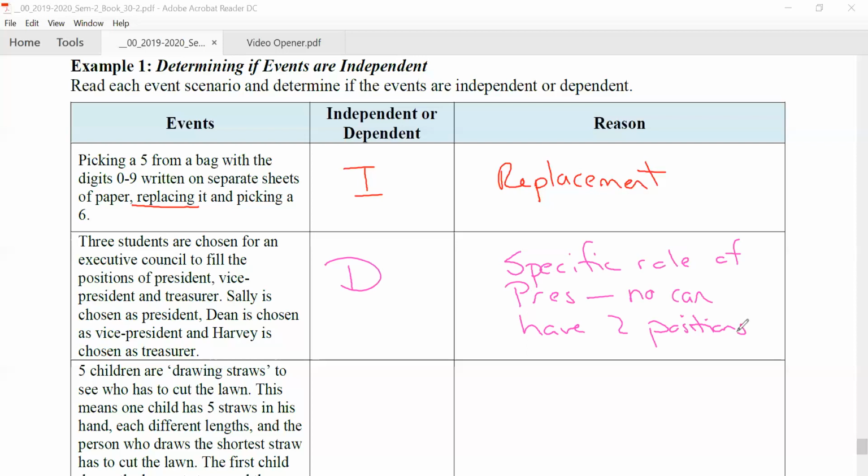Okay, drawing straws. Well, I don't even need to read the rest of it. Drawing straws is always dependent. Because if I draw the one straw that I don't want right off the bat, everyone else is free. But if I don't draw that straw, then the probability just got worse for the people behind me. So it definitely has an effect on who's coming after.